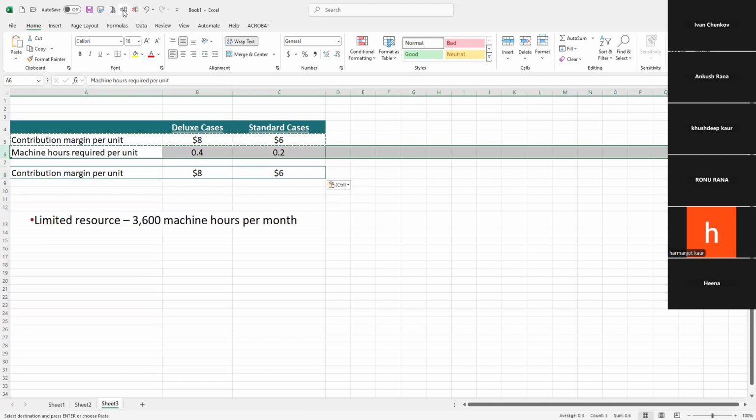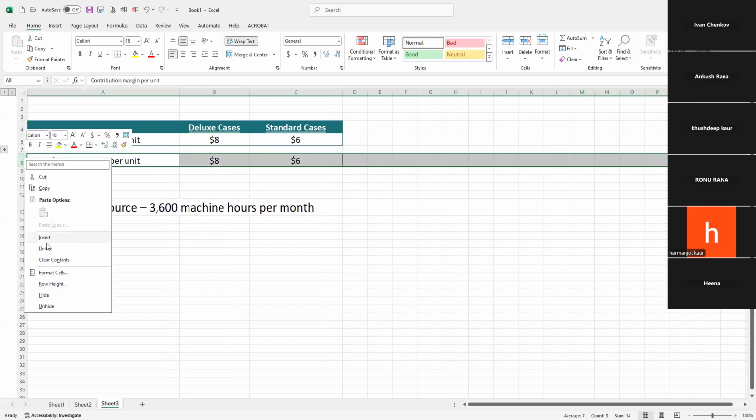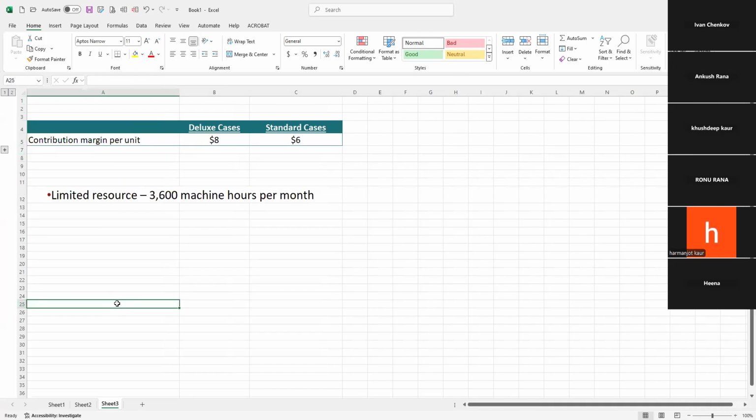$8. Deluxe case, right? That would be the logical choice. Why? Because the deluxe case gives me more contribution margin. It gives me $8 per unit. So if I have limited hours, I should focus most of my hours on the deluxe and whatever is left on the standard case. That's if I don't have any other information.